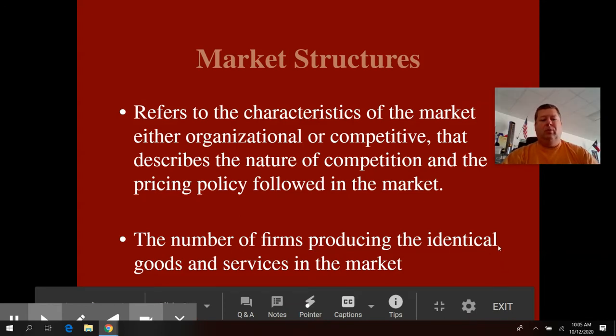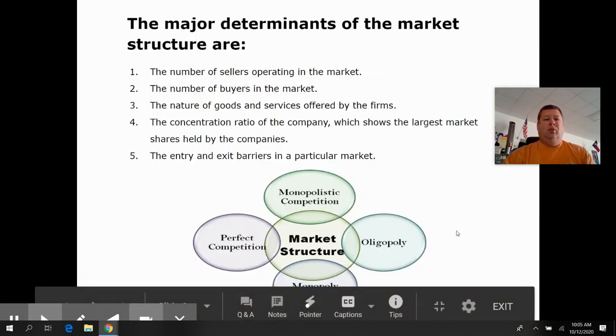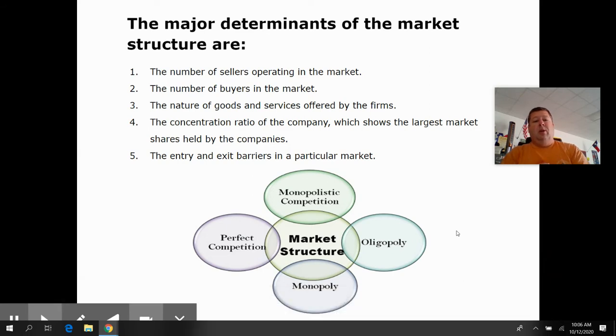Just real briefly, you see there the definition of what a market structure is: the number of firms producing identical products and services in the market. As we go through here, you see the major determinants of a market structure: the number of sellers, the number of buyers in the market. The main one down there is number five, the entry and exit barriers in a particular market. How easy is it to get into that market, or how difficult may it be? And product differentiation is a big thing we'll focus on.